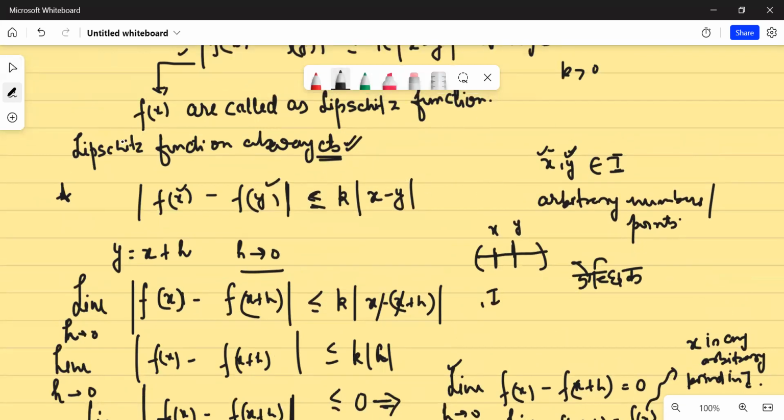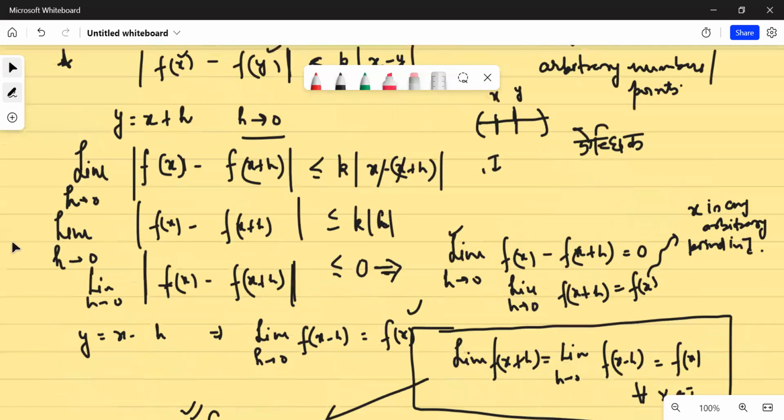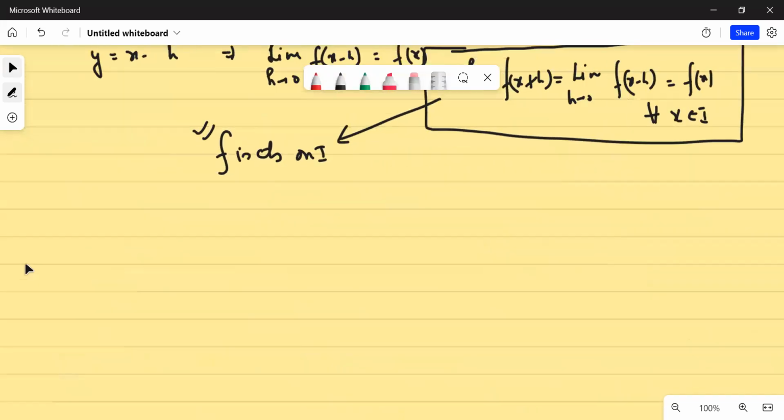Let's say somebody asks you that f is defined from I to R such that |f(x) - f(y)| is less than or equal to 39|x - y|. Is f continuous? Yes, f would be continuous. Is that clear or not clear? It's clear, sir. Okay, good.